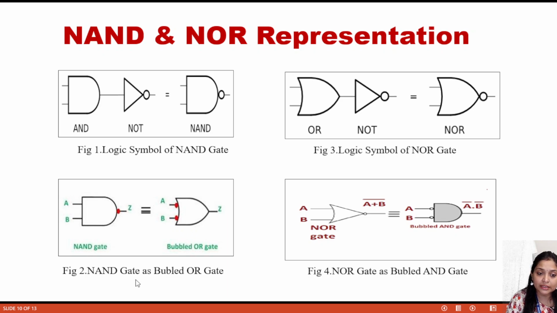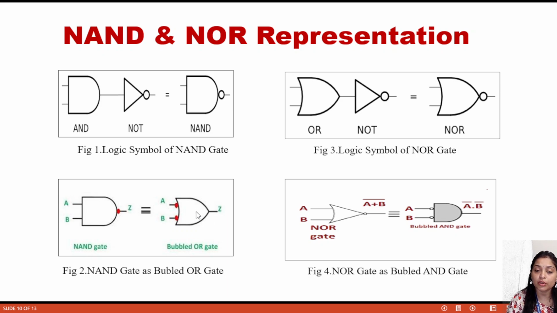Okay, now another important term is the NAND gate as a bubbled OR gate. This is also a very important part. That means if I use an OR gate and add two NOT, this red symbol is basically represented as a NOT. If I represent these two NOT here, then we can represent it as a NAND gate also. If you follow my next lecture, I will describe how we will basically use this bubble OR gate.